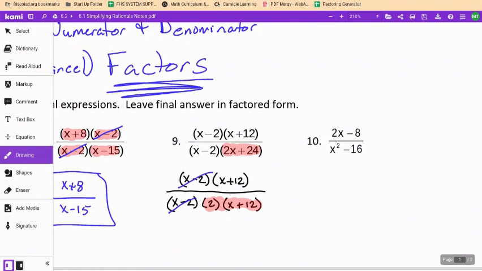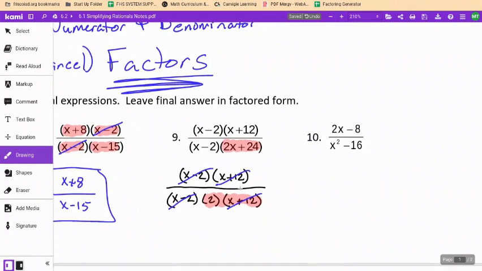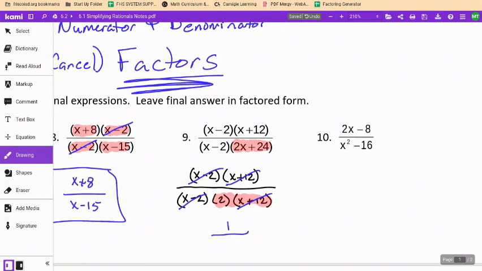X minus 2 and x minus 2 cancel. X plus 12 and x plus 12 cancel. Everything in the numerator canceled, so that means it is 1. And then I am just left with 2 in the bottom, so this simplifies to 1/2. All right, so you can kind of see now we're getting a little bit more difficult.